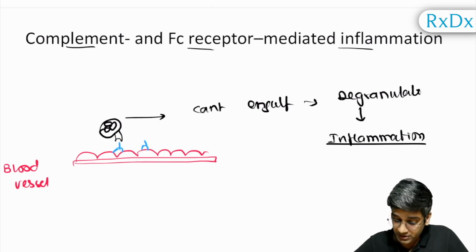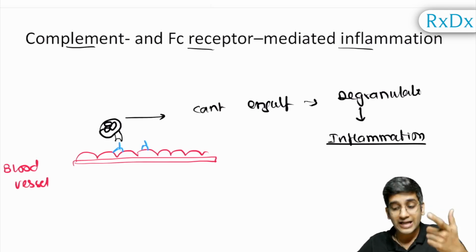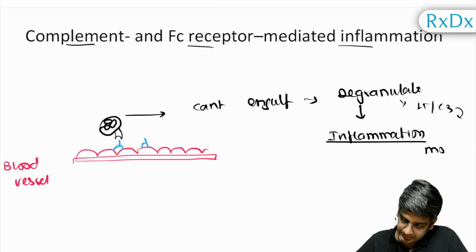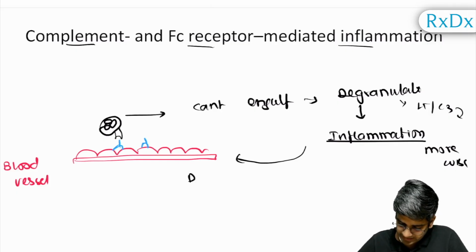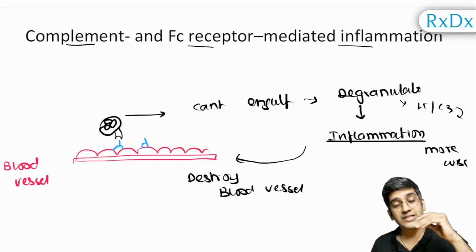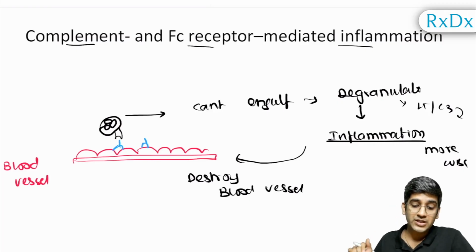How will they cause inflammation? Because when they degranulate, they'll release reactive oxygen species. This will have leukotrienes. This will have complements. It will attract more WBCs, and these WBCs which come inside are ultimately going to destroy the entire lining of the blood vessels. So it kind of causes a vasculitis, right? So whatever surface against which I produce antibody, I cannot eat it. Rather, I produce inflammation and I destroy it, right?